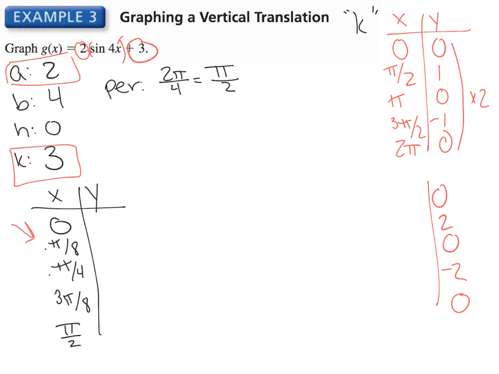So 0 plus 3 is 3. 2 plus 3 is 5. We got 3 again. 0 and 3. That's one way to do it. The other way to do it is just to take every single output and say 0 times 2 is 0 plus 3, and then fill it in that way. Some people need to write down both steps. Some people can do it in their head. It's just easier to catch what you've done wrong if you don't do it in your head. Okay, that's our table. Now we're going to go ahead and graph.